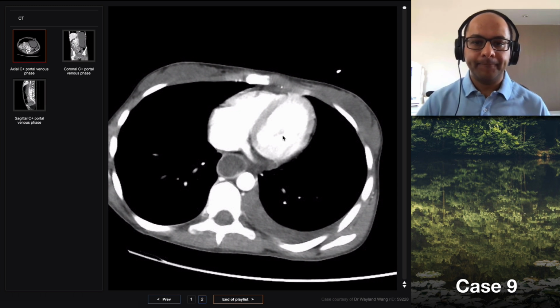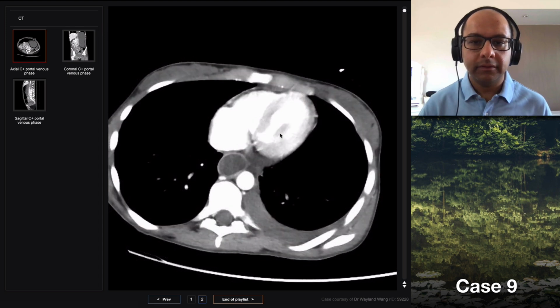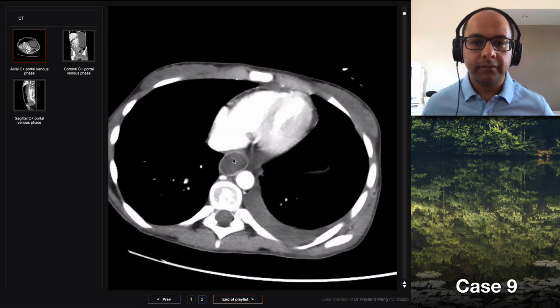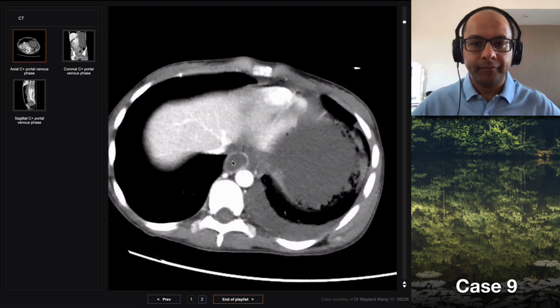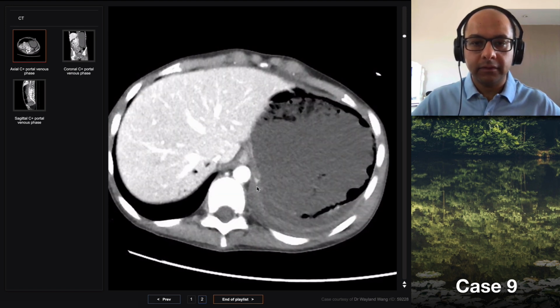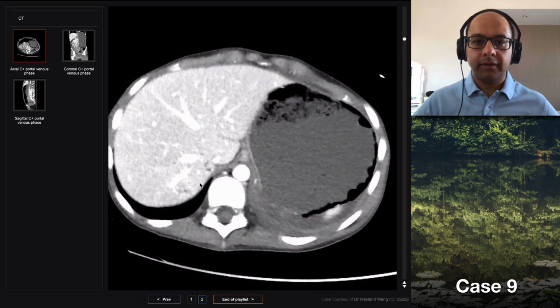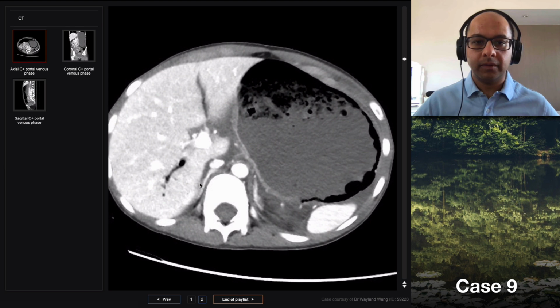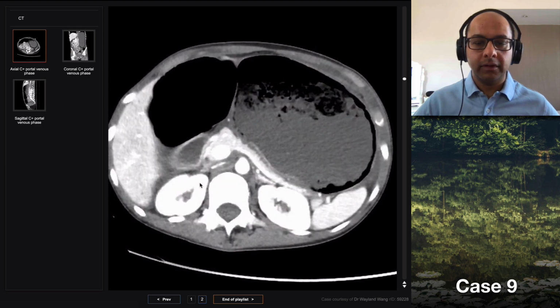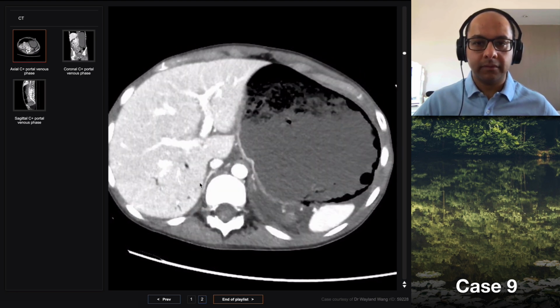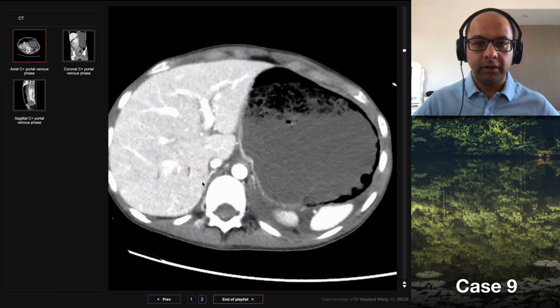There's an axial CT, portovenous phase. I see a very distended esophagus coming down, and then there's pleural effusion, a very distended stomach, and air within the liver, I want to say, is extending to the periphery. So I'm guessing that's portovenous gas.